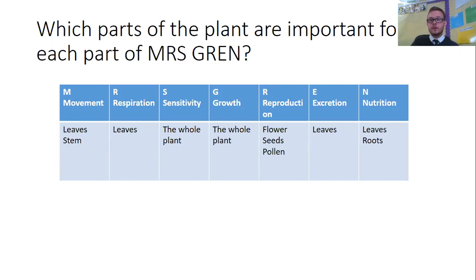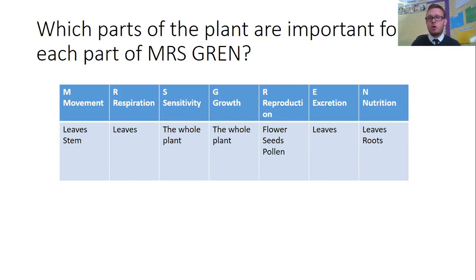For movement, leaves and stem are important for movement because the leaves move, the stem moves, but you could also have put in, for example, for daisies, you could put in the flower. For Venus flytrap, obviously you've got the head of the plant, the top of the plant. The movement, you could argue it, all of it actually. For respiration, the leaves are very important. We talked about that. That's how they get their oxygen in.